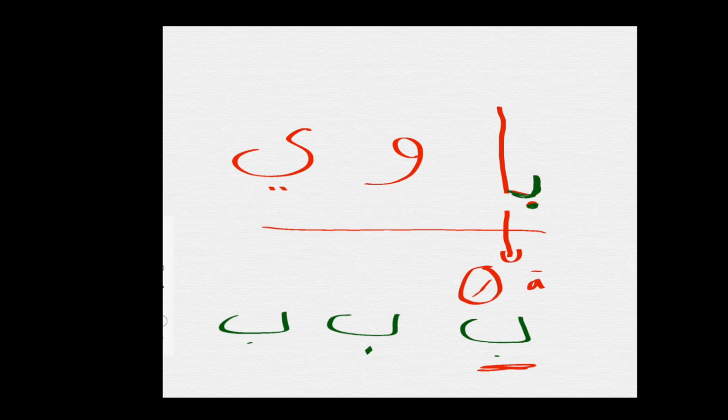And the letter B with the long vowel U, you would pronounce it boo. Whereas B with a short vowel U, it's pronounced bu, bu. So as you can see, this is the short vowel, the diacritic, which we write here on the top of the letter to help us know how to pronounce it.